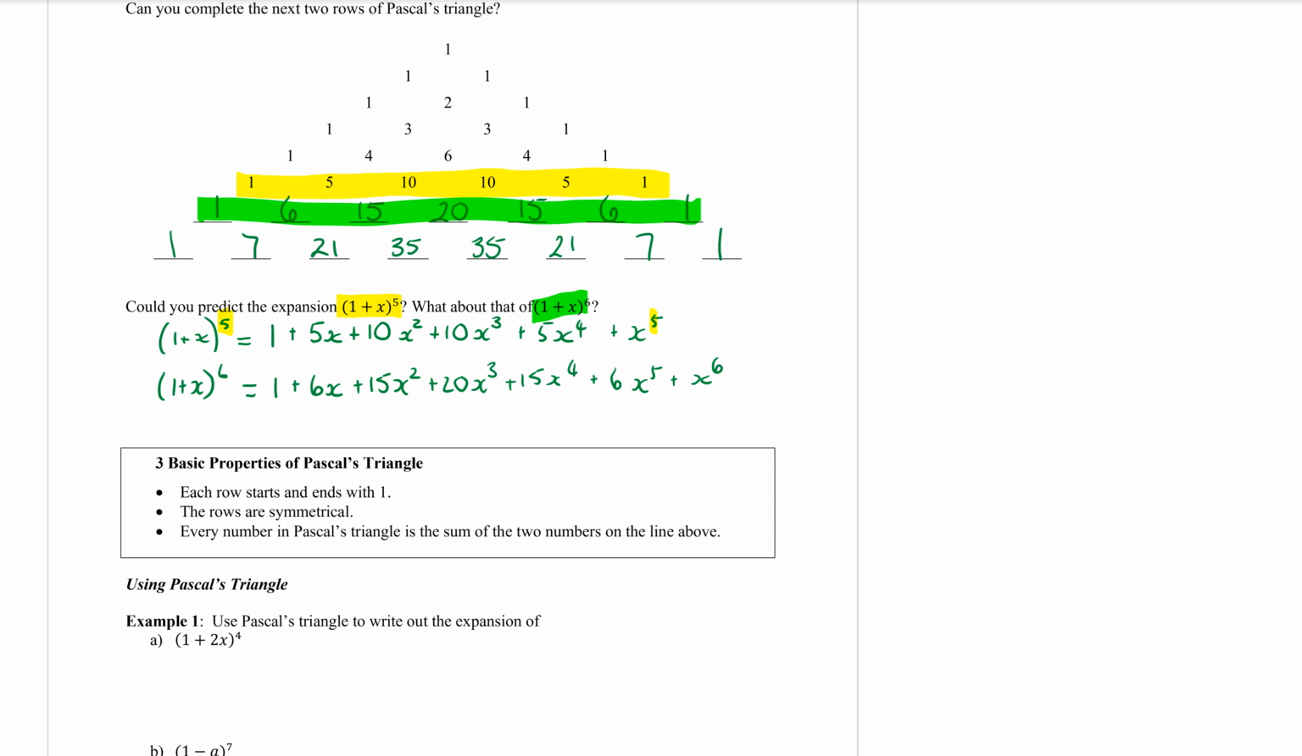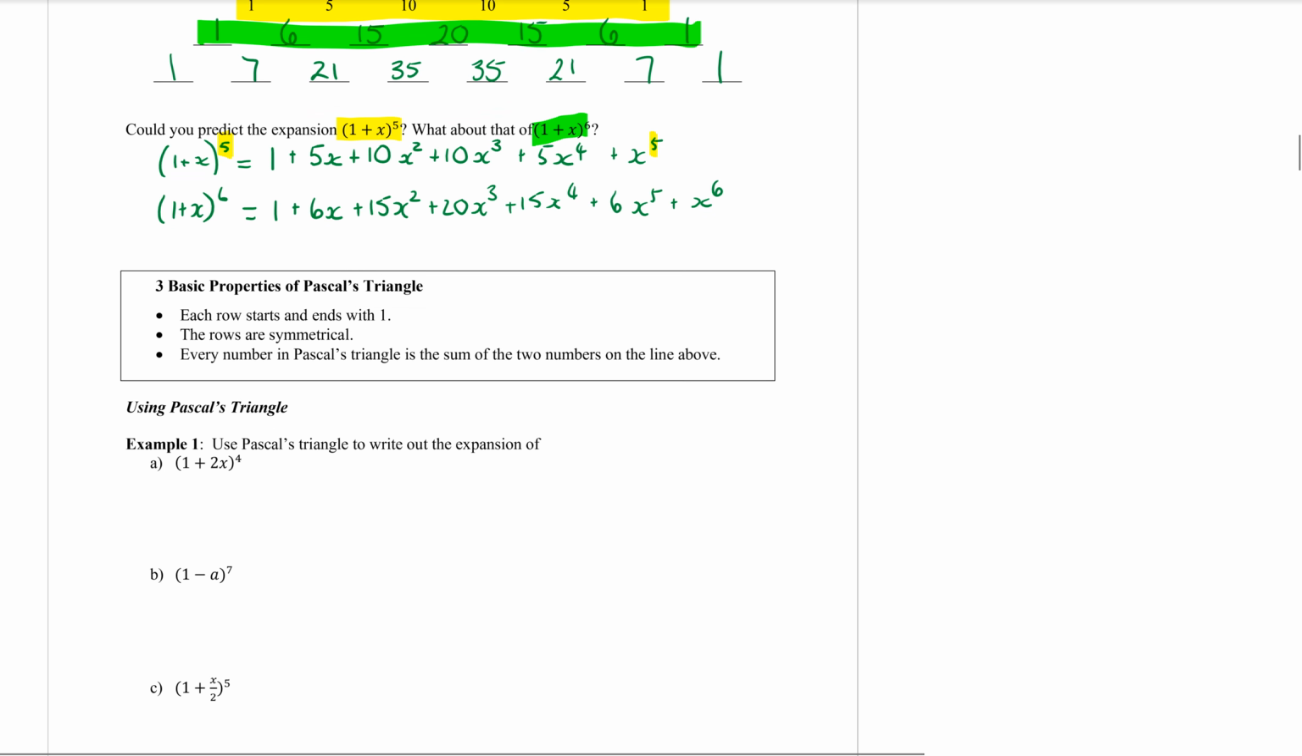Okay, so hopefully you're finding that fairly straightforward, just using the coefficients from Pascal's triangle and our increasing powers of x. There are 3 basic properties of Pascal's triangle that we've covered mostly already, but here they are again. Each row starts and ends with a 1. You may have noticed that the rows are symmetrical, and every number in Pascal's triangle is the sum of the 2 numbers in line above it.